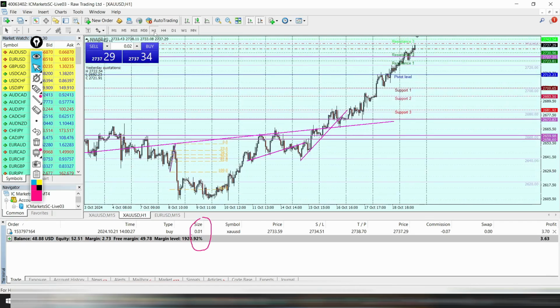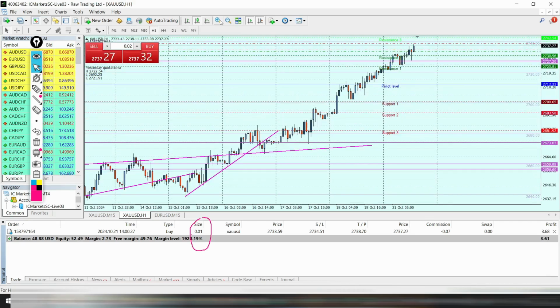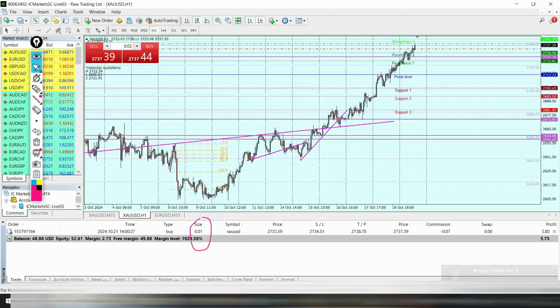So let me quickly check the 1 hour time frame and see what we're having here. Of course, gold is still going to fly up. Gold is still going to keep flying up. So for now, we're not going to close out. We are still going to allow this trade to run.